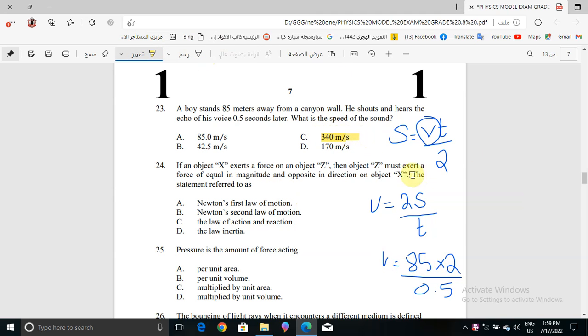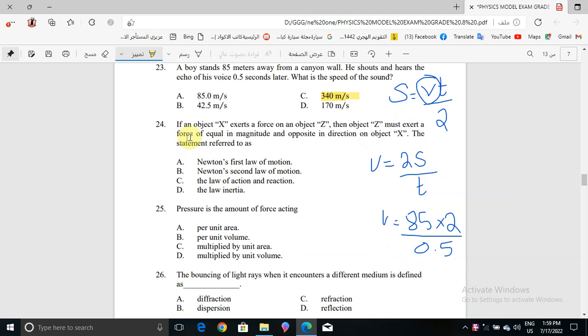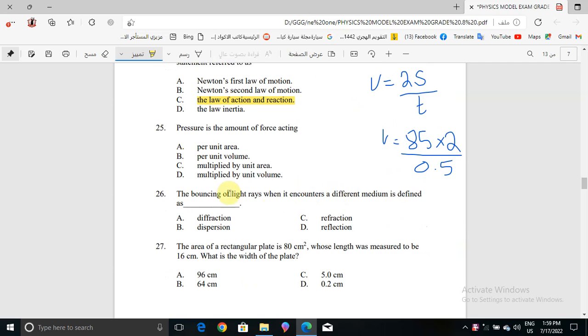Okay, now question number 24. If an object X exerts a force on an object Y, then the object Y must exert a force equal in magnitude and opposite in direction on object X. The statement refers to which law of Newton? Newton's first law of motion, Newton's second law of motion, the law of action and reaction, or the law of inertia? The correct answer will be the law of action and reaction, which is the third law of motion.